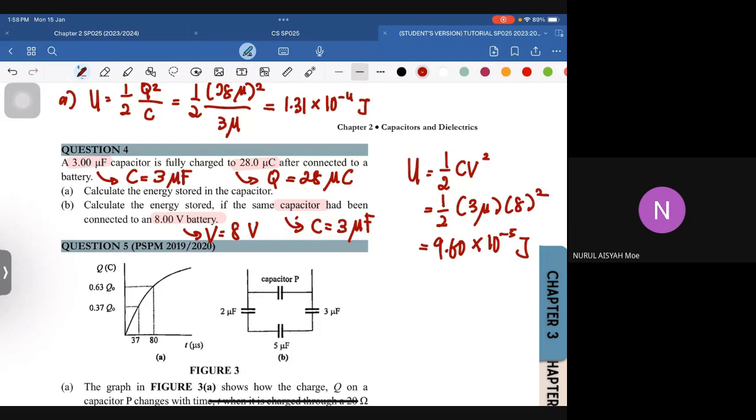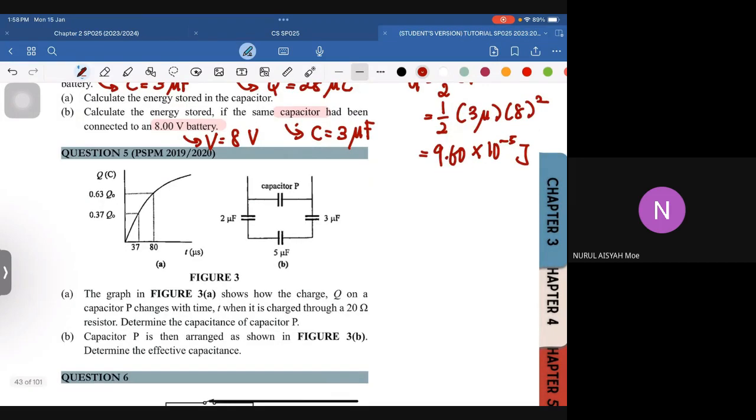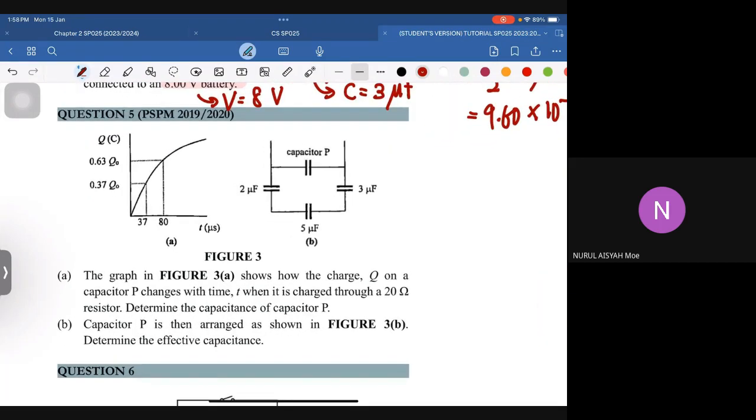Okay, soalan last sebelum kita pergi lab. This is a PSPM punya question lah. Okay, so untuk this one, usually soalan PSPM dia suka tanya soalan pasal charging and discharging lah. That's why I emphasize on memorizing which formula is for charging, which formula is discharging untuk yang Q tu.